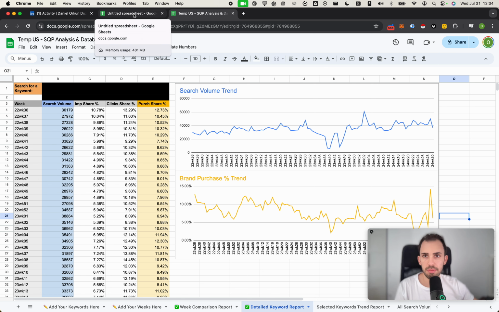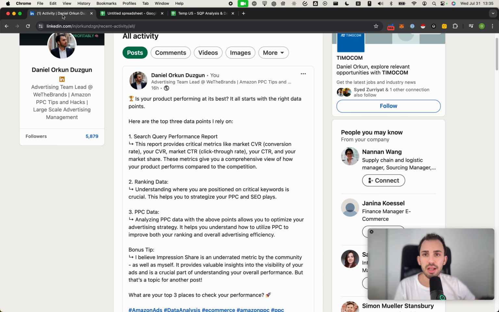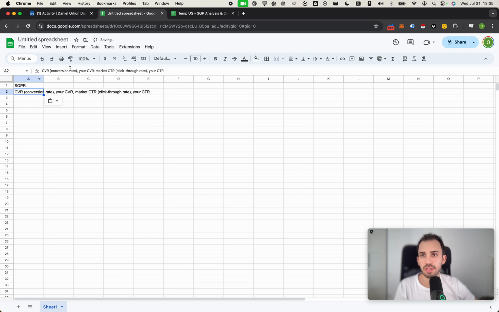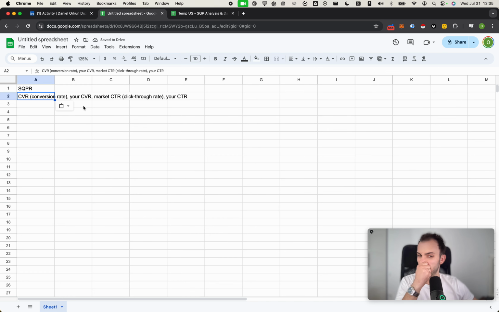You can use this template or any other template that is available, or you can build yours if you are an Excel whiz. But the other thing is that we mentioned the conversion rates, the market conversion rate, your click-through rate, and the market's click-through rate. So I'm just going to open this one up and then we can go into a little bit of detail.